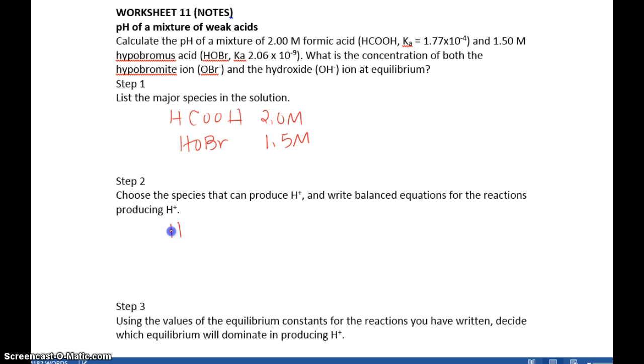So we'll have HCOOH yields H plus HCOO minus. Remember from earlier that that's the hydrogen that comes off. And then HOBr yields H plus OBr minus. All the same steps that we've done so far. Using the values of the equilibrium constants for the reactions you have written, decide which equilibrium will dominate in producing H+.